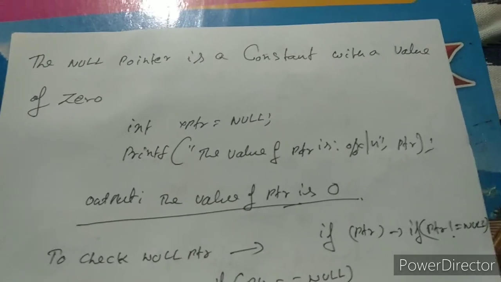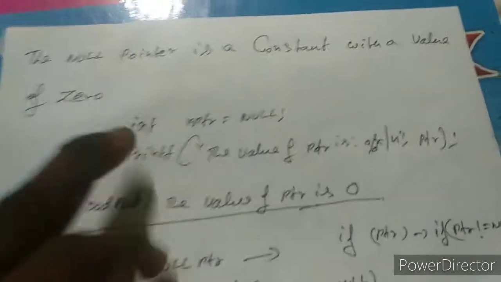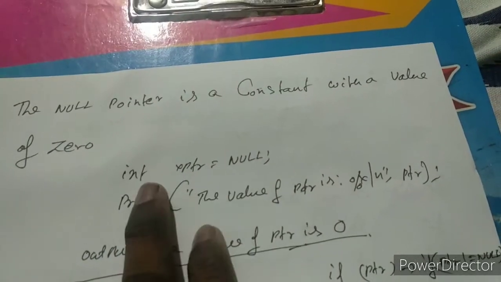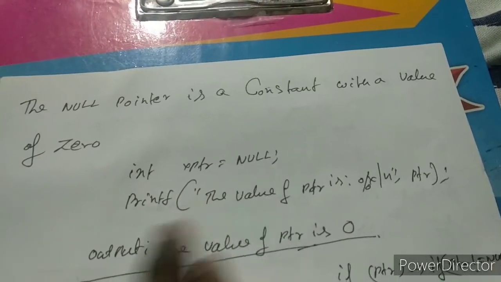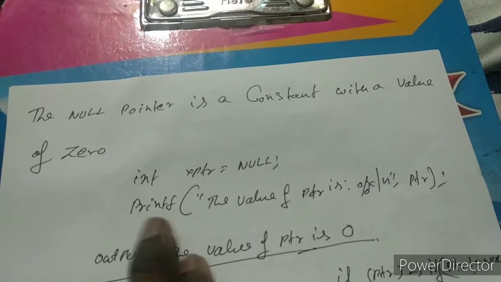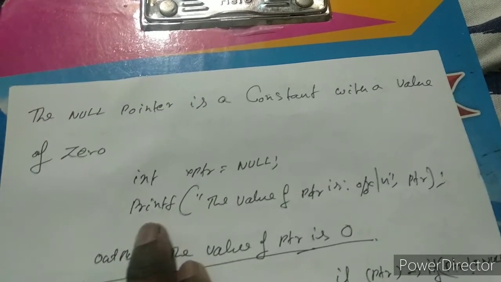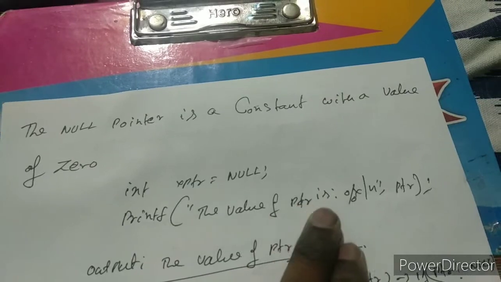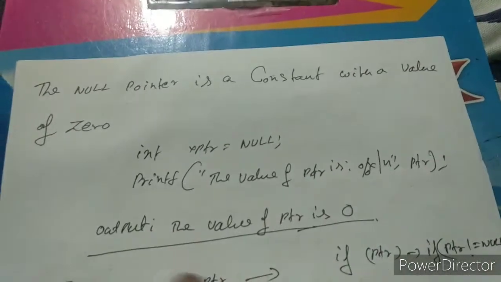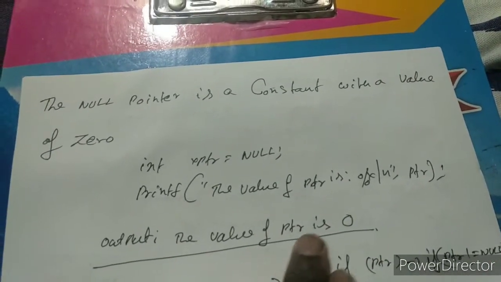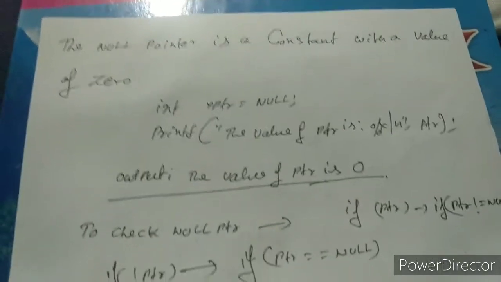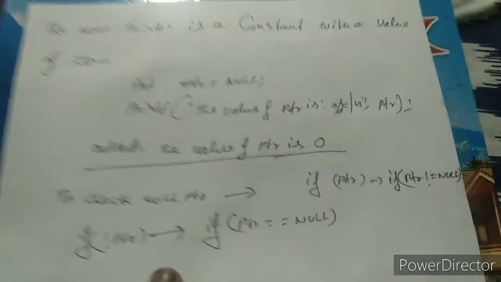Null pointer is a constant with value of 0. An int star p is represented as int star p is equal to NULL. If you print the value of the null pointer using printf with %x for the pointer, the output is that the value of the pointer is 0. It comes up sometimes in our daily programming.